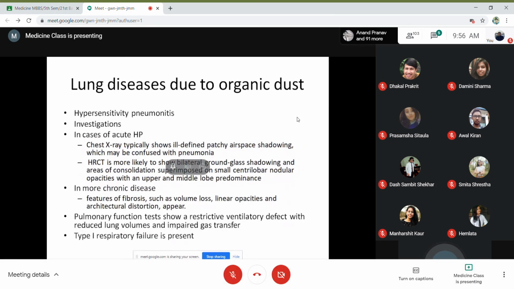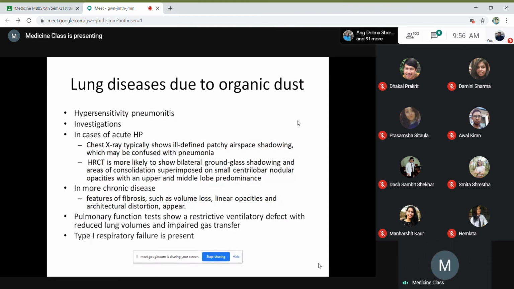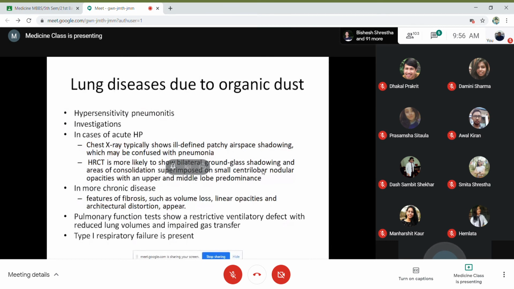For the investigation, what do we do? In acute hypersensitivity pneumonitis, first of all we do radiological investigations, starting with a chest X-ray. The chest X-ray will show ill-defined patchy airspace shadowing, which may be confused with pneumonia. So you treat first for pneumonia, but it does not resolve with antibiotics, and you have to think about other differential diagnoses.